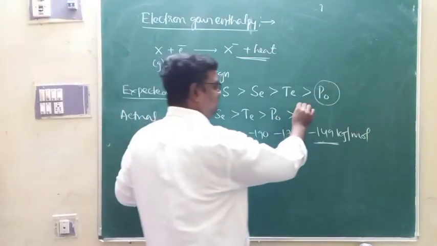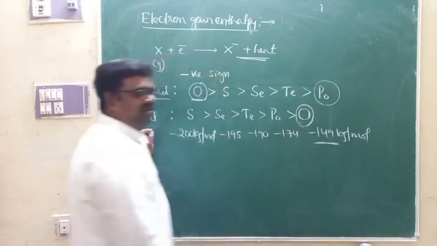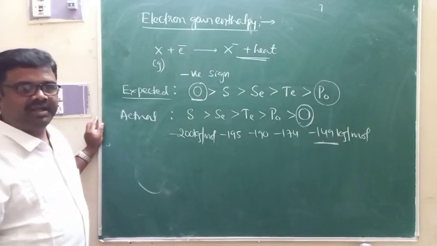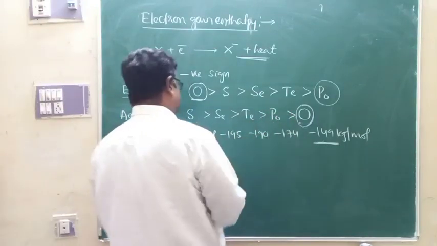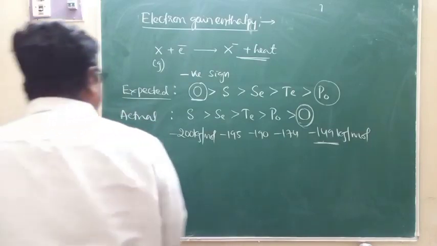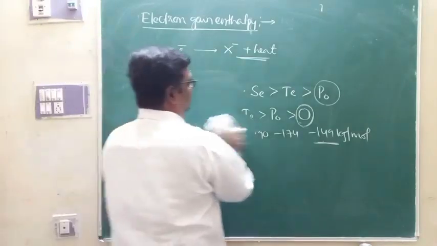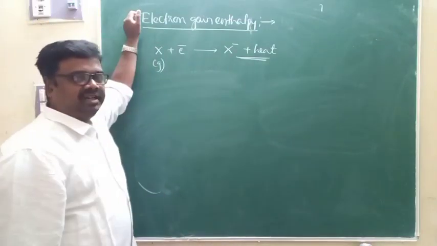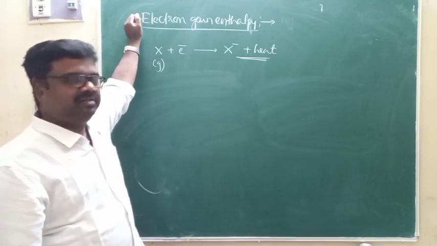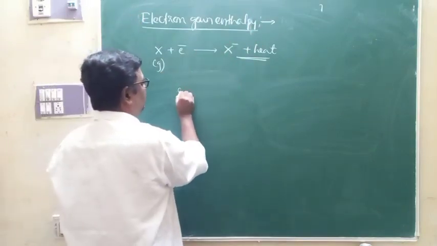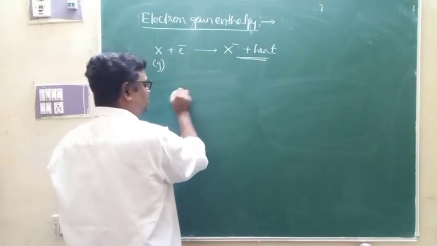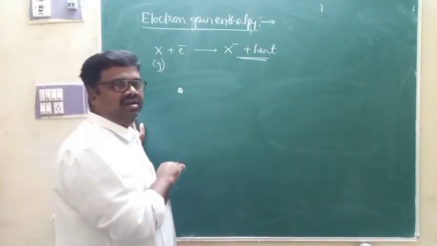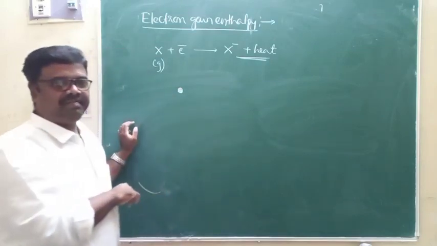Then why is the electron gain enthalpy of oxygen very, very less compared to the other family members? The question arises, right? Why is the electron gain enthalpy of oxygen least? In order to get the answer for that, click here. No doubt, as atomic size decreases, electron gain enthalpy increases. But in the case of oxygen, oxygen is a small atom, but it is too small to hold extra electron when an electron is added to it.